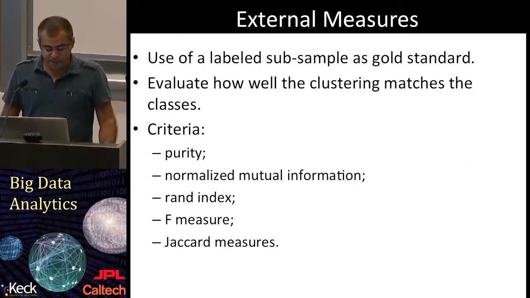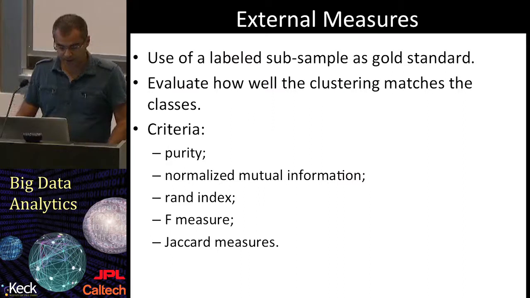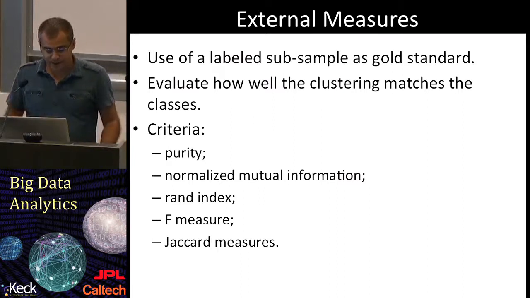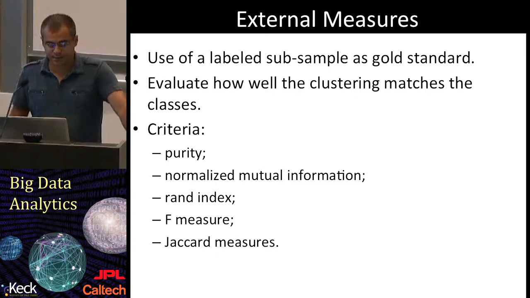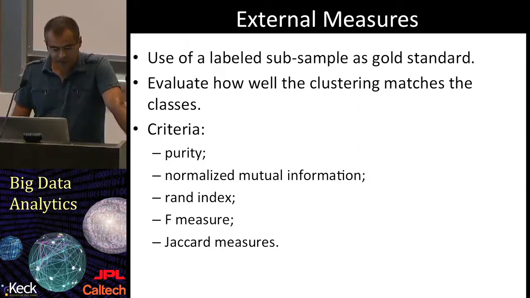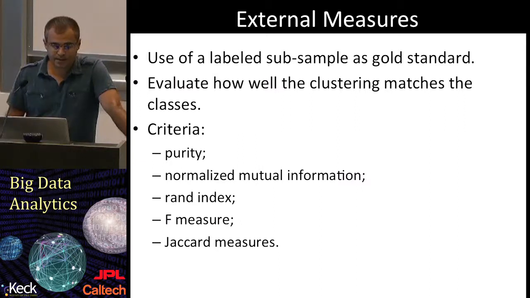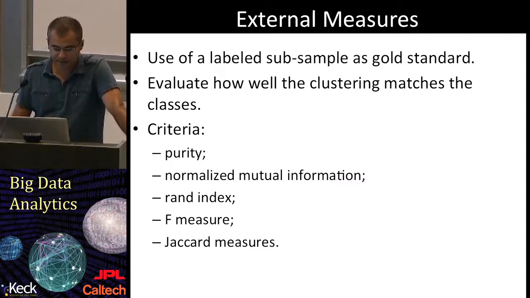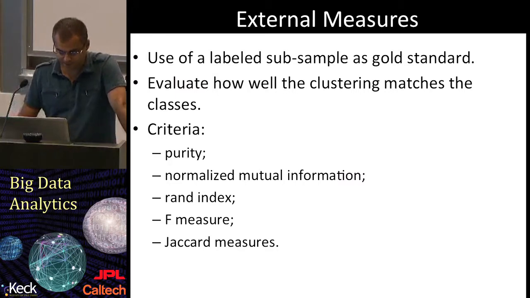Now, external measures instead use a subset of labeled samples when this is available. Keep in mind that the learning is still unsupervised because the results are evaluated based on this data that is not used for the actual clustering. And so this data is often created by human experts, and the most used measures are purity, normalized mutual information, Rand index, F measures, or Jaccard measures.